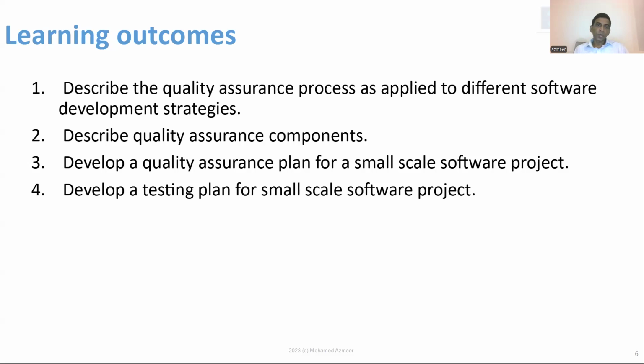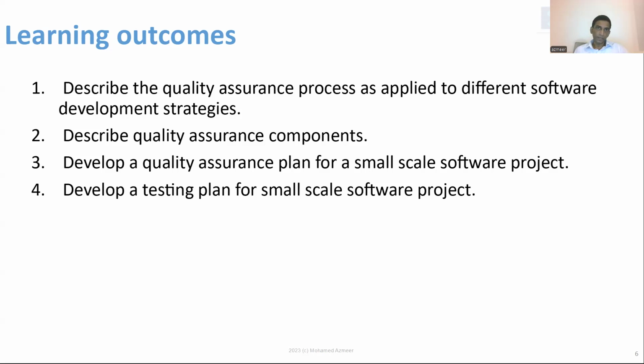Number 2 is to understand the components of quality assurance. So what is quality assurance? What is there, right? So you need to break it down to understand these small components in quality assurance. And then we need to do some hands-on development of a quality assurance plan. So we need to pick up a certain software development project, and then we bring in the quality assurance plan to that project.